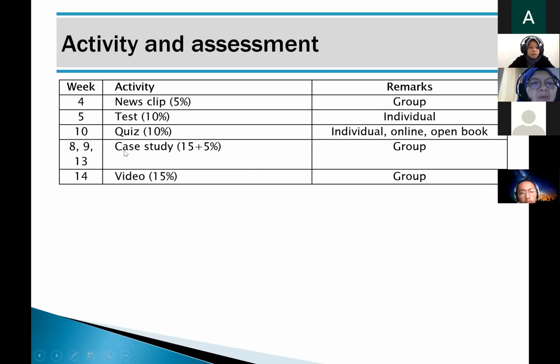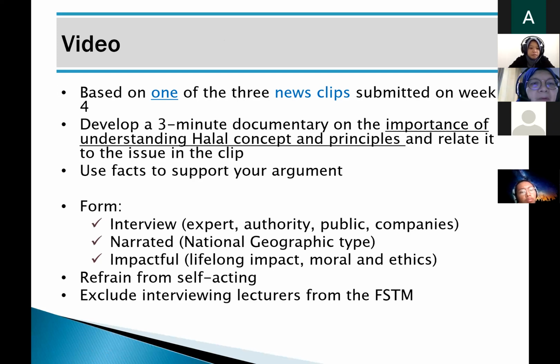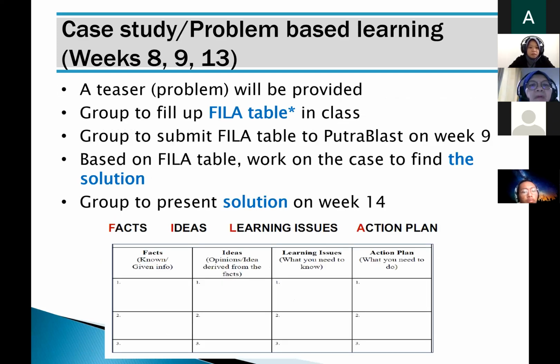And next, another assignment is case study. Okay, so we have two assignments, basically video plus clips, and then case study. Okay, so 20%. So for the case study, you're going to start working on it on week 8 because a briefing will be given on week 8. And we will also give you a teaser to start the ball rolling.